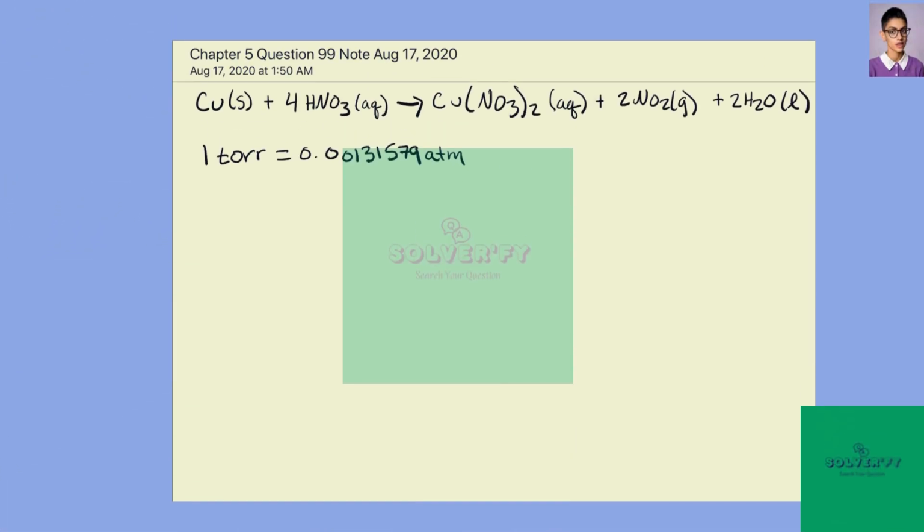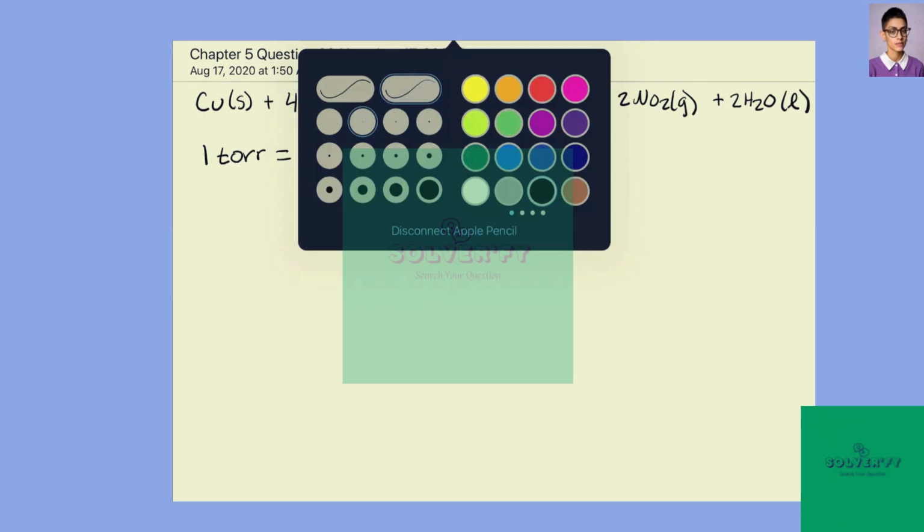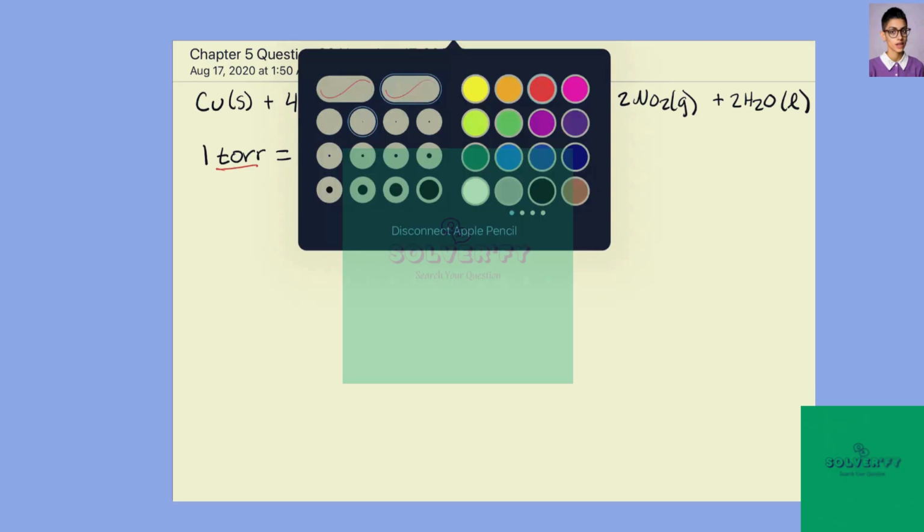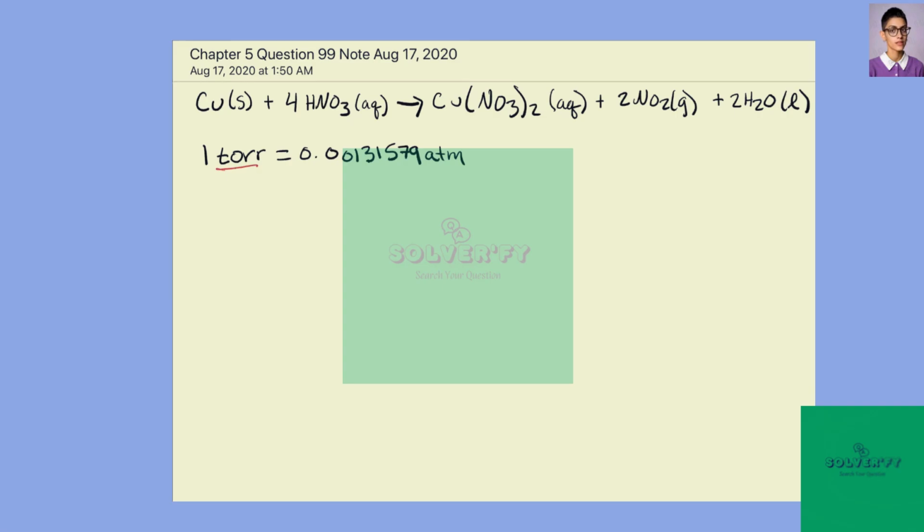Alright, so for this problem, they are wanting us to find the volume in liters of nitrogen dioxide from this chemical equation with a couple of notes that they give us. One of the first conversion factors that I'm going to use is 1 torr is going to equal 0.00131579 atmospheres. So we're going to be using that later when we use our PV is equal to nRT.